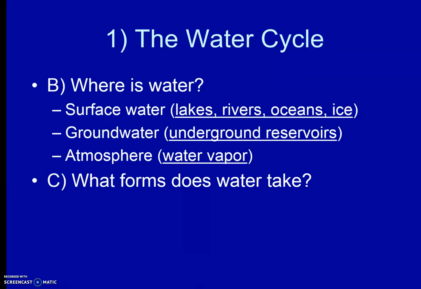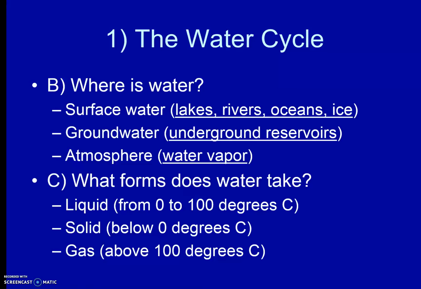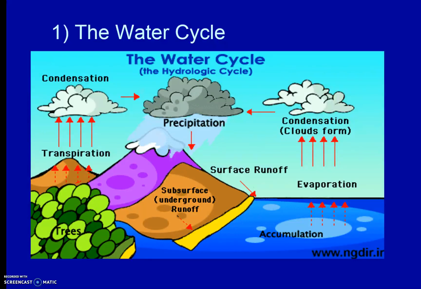And just as a review, water can take all 3 forms on planet Earth. It is a liquid from 0 to 100 degrees Celsius. It becomes a solid, so ice, below 0 degrees Celsius, and then turns to gas or water vapor above 100 degrees Celsius. Now there's also a pressure component that goes along with making water go into one of those 3 different physical states. You won't need to know it for this class, but you'll learn it in your physical science courses.